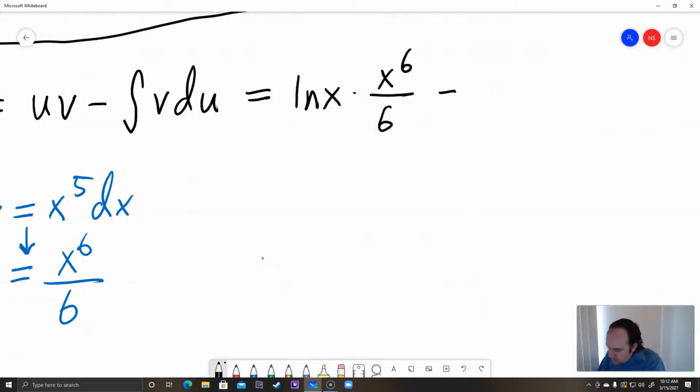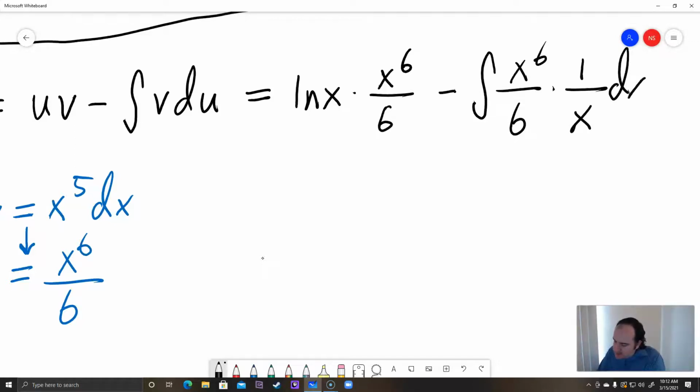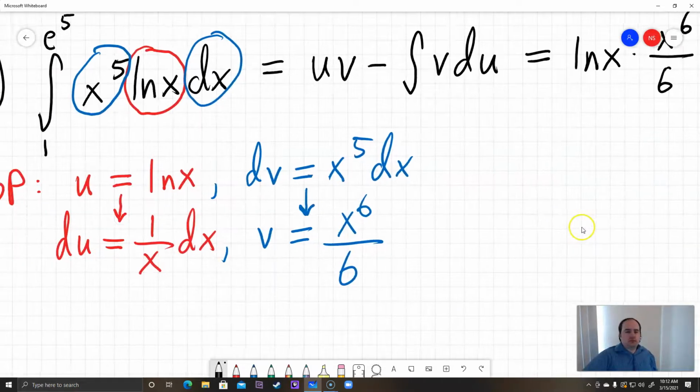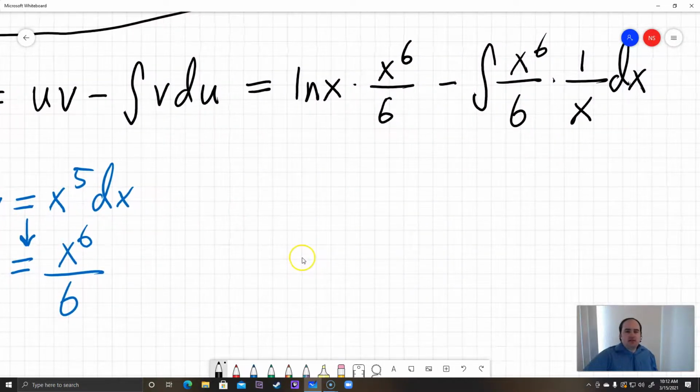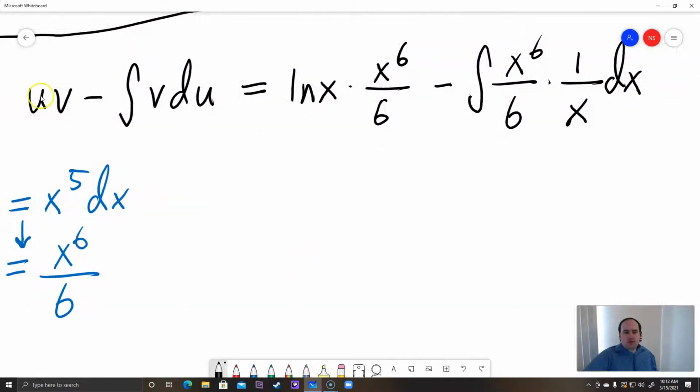Okay, so minus the integral of v du, so that's going to be minus the integral of x to the 6 over 6 times du, which we said was 1 over x dx. And as you can see here, I was smart about what I chose for my u, because I knew that if I took the derivative of ln of x, I would get 1 over x.